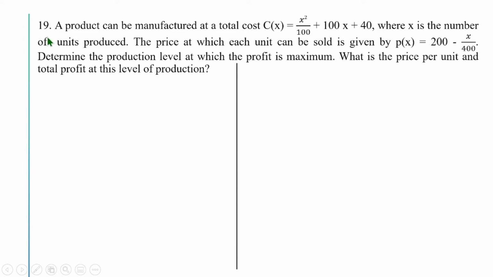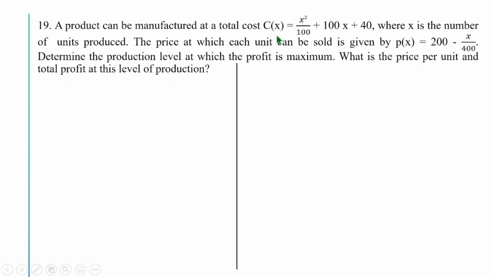Next question. A product can be manufactured at a total cost C of x is equal to x squared by 100 plus 100x plus 40, where x is the number of units produced. The price at which each unit can be sold is given by P of x is equal to 200 minus x by 400. Determine the production level at which the profit is maximum. What is the price per unit and total profit at this level of production?